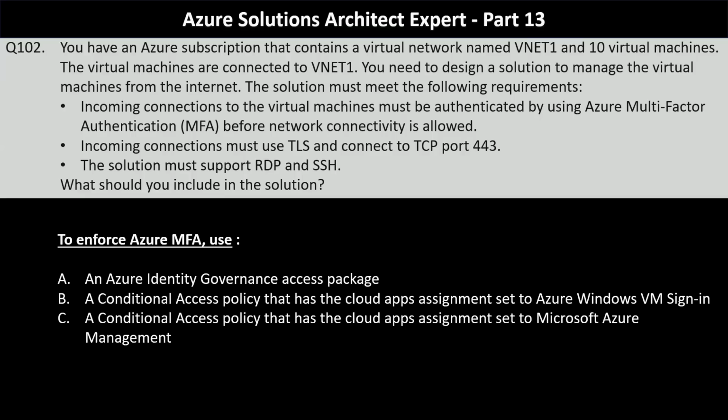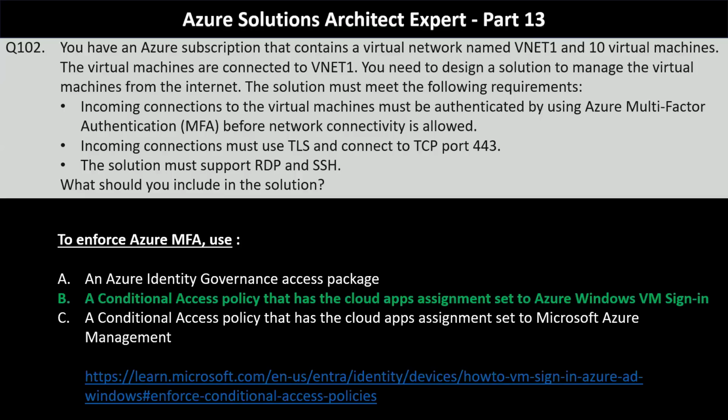Now, friends, you need to use a conditional access policy that has the Cloud Apps assignment set to Azure Windows VM sign-in. Then use the sign-in risk as a condition, or phishing-resistant MFA using the require authentication strength grant control, or require MFA as a control for granting access. Now, as always, there is a link on your screen. Go through the link to understand how you can enforce this type of conditional access policy.